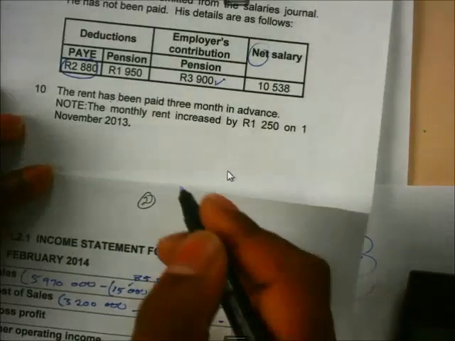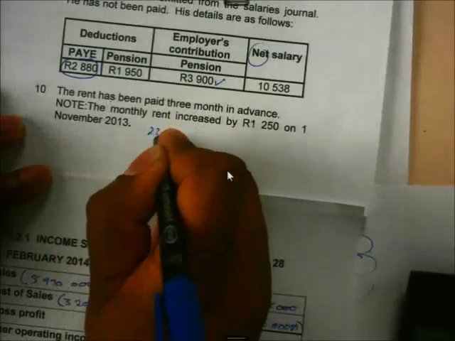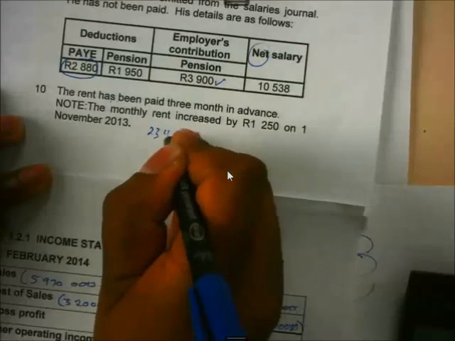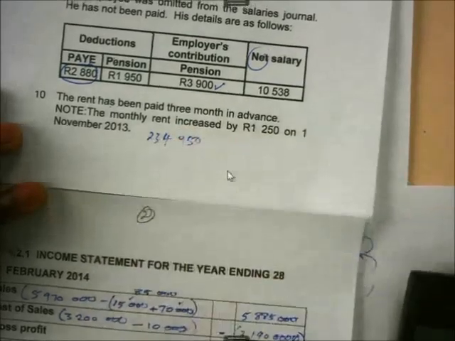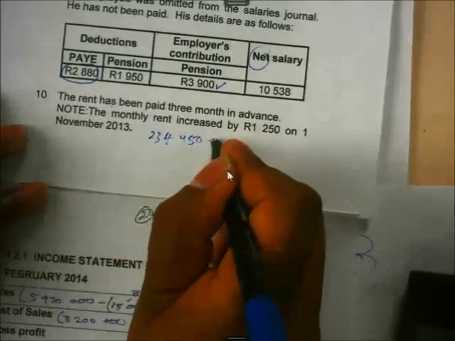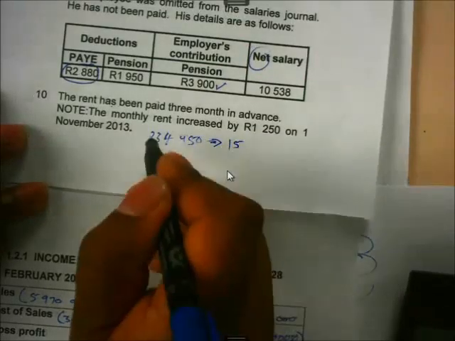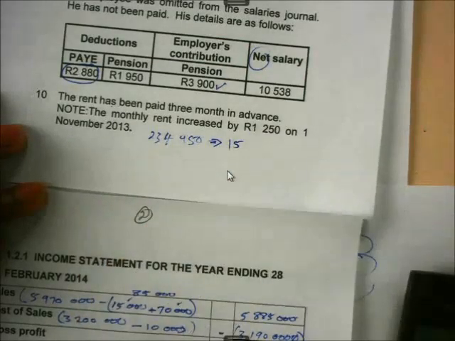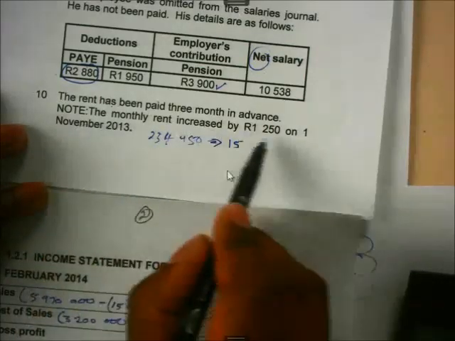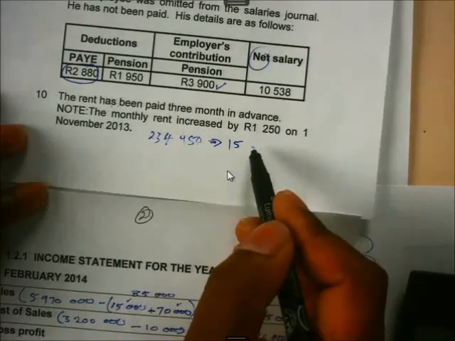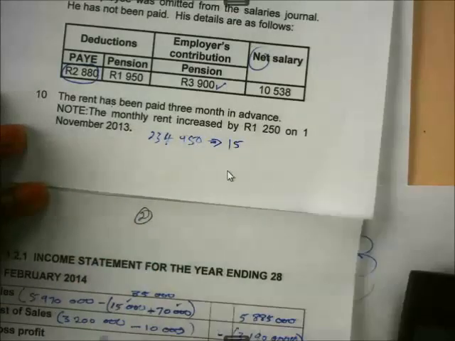We are going to say the 234,950. Remember, this is for 15 months. Some of you, I know, would immediately divide here by 15 to get the rent per month. But it will be wrong. Why? Because the rent changed during the year. Therefore, you cannot divide by 15. You would be able to divide by 15 if the rent had not changed during the year.